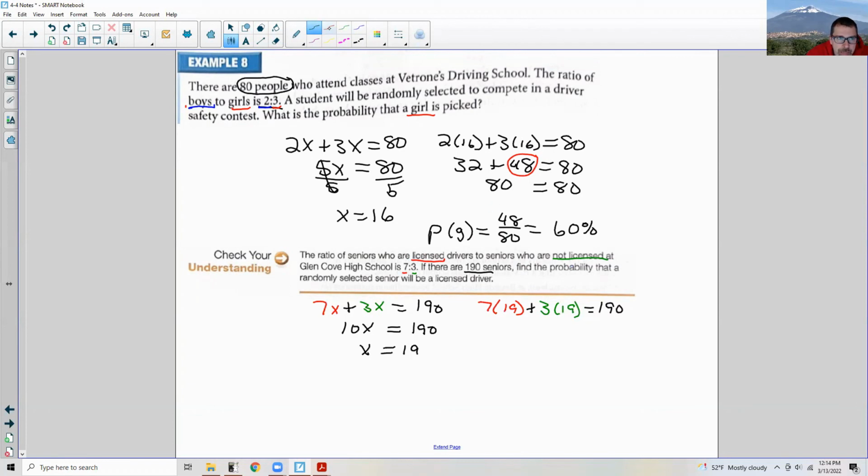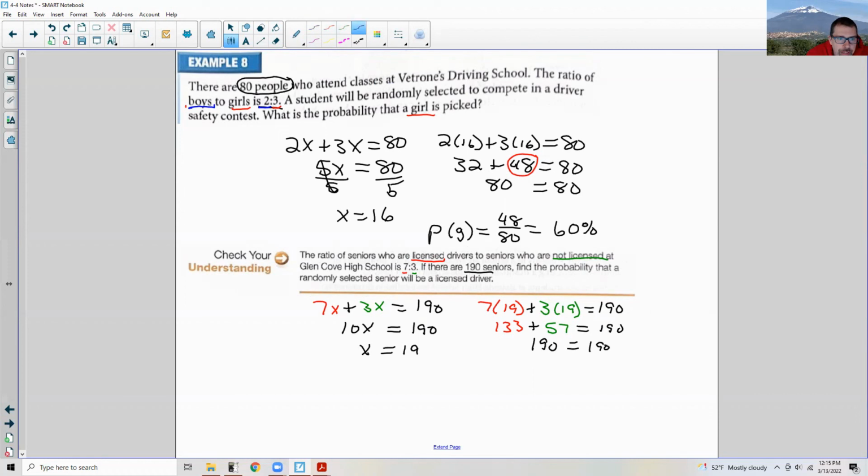Okay, and I'm just going to show all this to check my answer. So 7 times 19, 7 times 20 is 140, minus 7 is 133, plus 3 times 19, 3 times 20 is 60, minus 3 is 57. And those have to equal 190. 3 and 7 is 10, carry the 1, 5 and 3 is 8, plus 1 is 9, and the 1, so that is 190 equals 190.